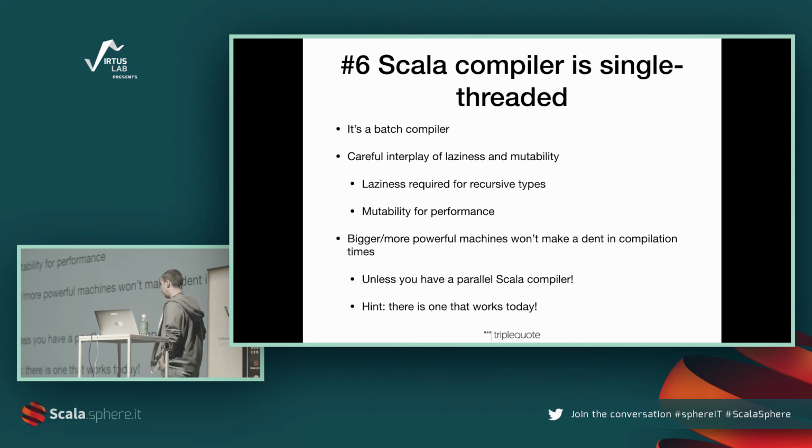At the same time, for performance reasons, because the Scala team was always trying to make Scala faster, mutability is a part of the compiler architecture, let's say. So mutability and caching are in there, so making this parallel is actually quite hard. The other message is that if we have more powerful machines, it will not make our Scala builds faster.